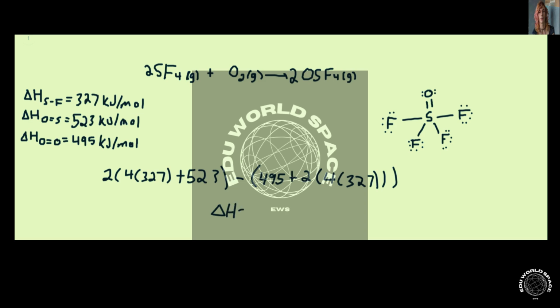so our delta H is going to equal 551 kilojoules per mole. And you can see that since our delta H is positive, that means this reaction is endothermic.